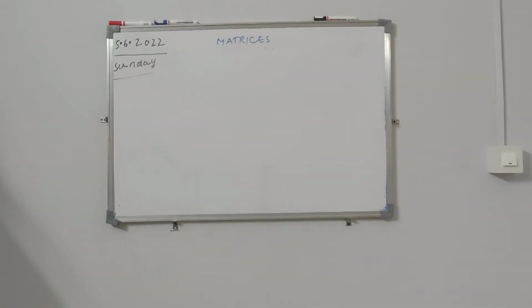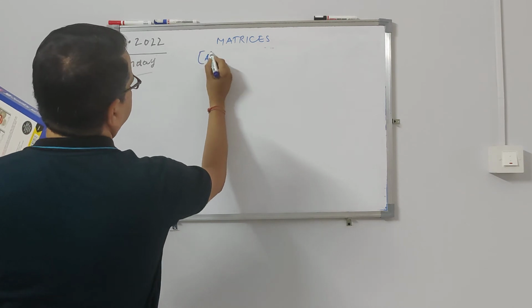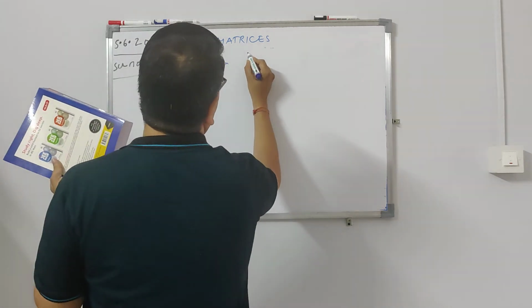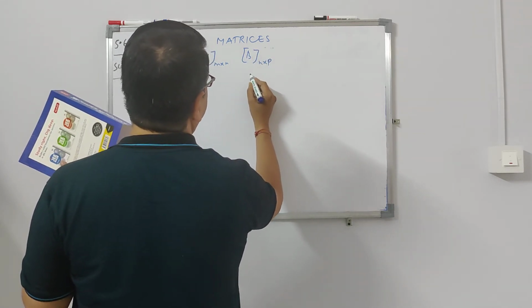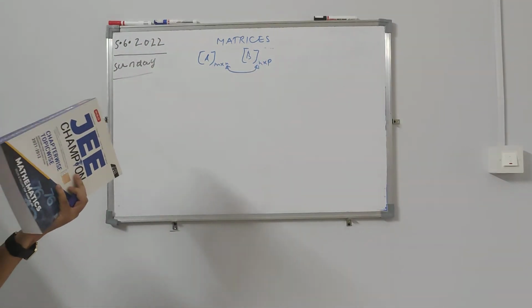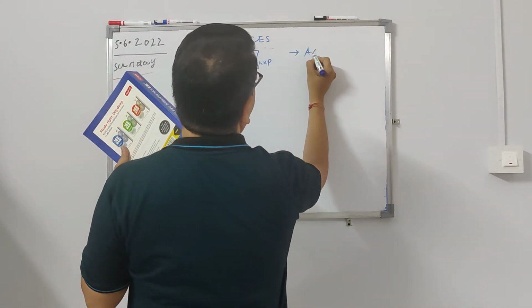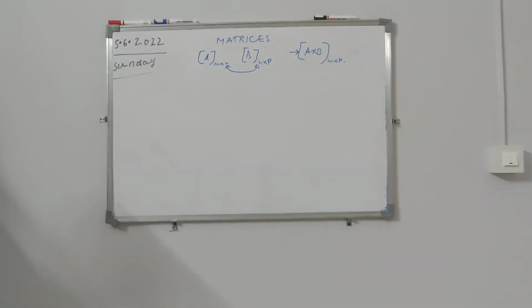There can be objective type questions on this. A of M into N multiplied with B of N into P results in AB of M into P. You can multiply only if the conditions hold: A is M into N, B is N into P, so the condition for multiplication is that these two N are equal. The number of columns of the first is equal to the number of rows of the second, and the resulting matrix will have dimension M into P. These are important things.